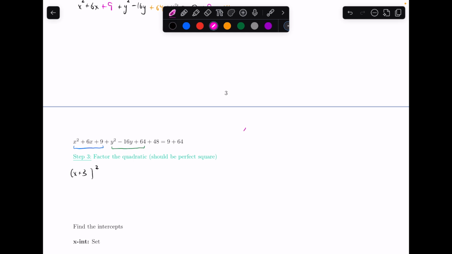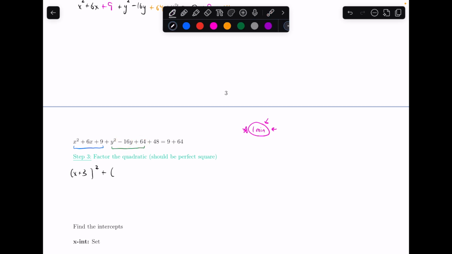Okay, I want you to pause now for 1 minute to see if you can factor these y terms. So pause it in 3, 2, 1. Try to factor these three terms. I'm looking for two numbers that multiply to positive 64 and add to negative 16.